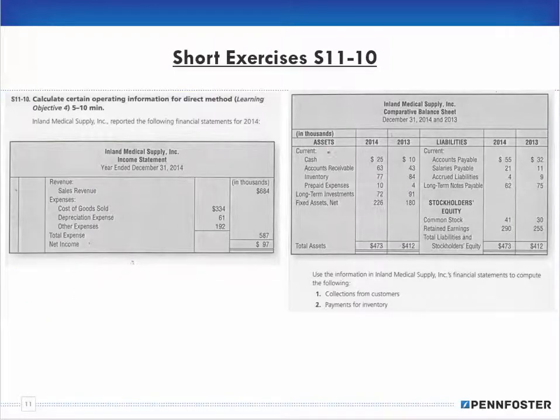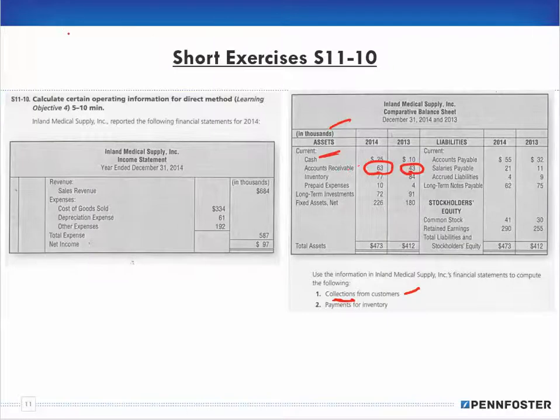We're not going to take this cash amount here and try to break it all down. That's not what's being asked. What's being asked here is the collection from customers. So that means we're going to be dealing here with our accounts receivable and what we're collecting in cash from the accounts receivable. Now notice at the end of 2013 we have, and these are in thousands of dollars, $43,000, and our accounts receivable increased to $63,000 at the end of 2014.